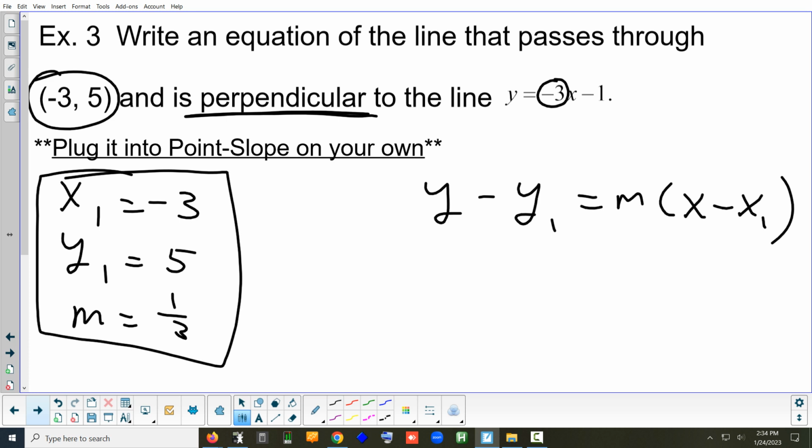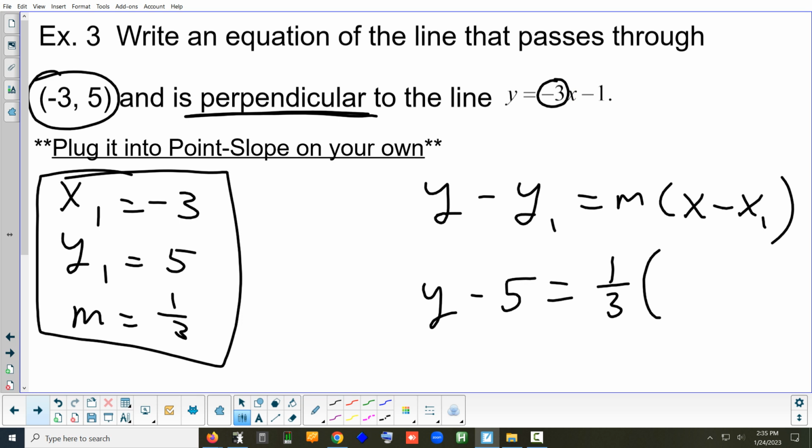Let's fill it in. What happens to Y? What happens to Y? Yeah, stays the same. How about Y1? Yeah, that would be the 5. The next thing is the M. What's the M in this case? Yeah, 1/3. It's the opposite flipped of the M they gave you originally.